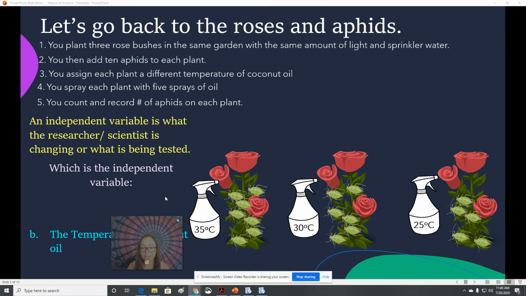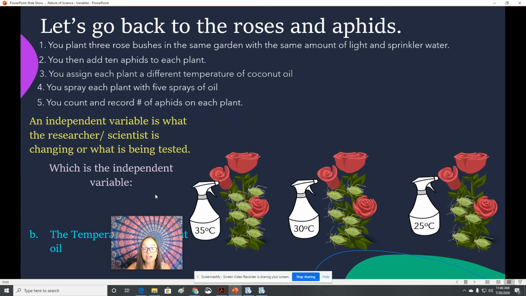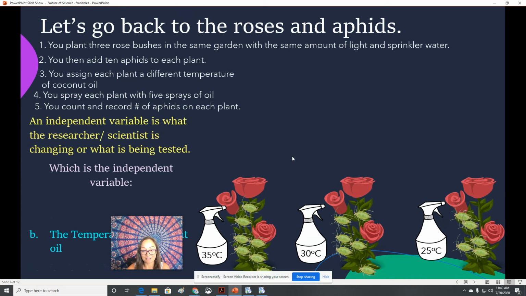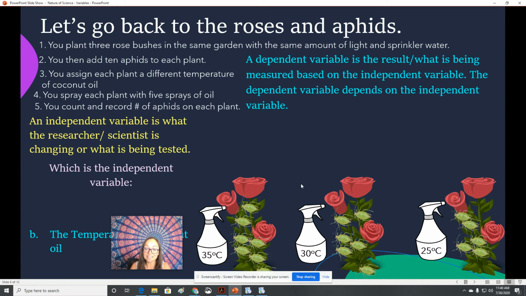How did it work, right? So that brings us to our dependent variable. Our dependent variable is the result of our experiment. It's what we are measuring, what we are counting, what we are recording. Like, what are we checking on? So the dependent variable is based on the independent variable. It depends on the independent variable.